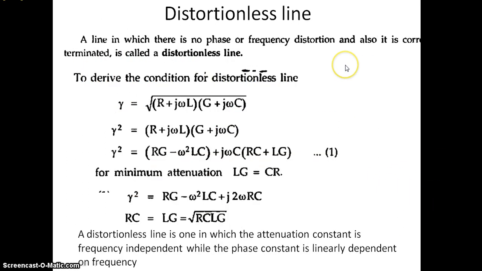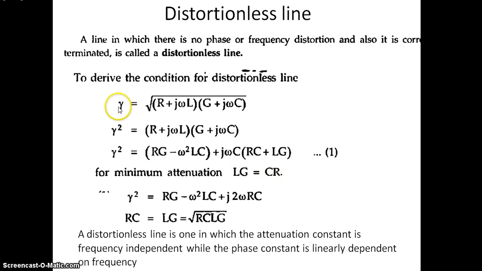Then we will see about the distortionless line. We have two different terms, distortionless line and lossless line. For a distortionless line, there is no phase or frequency distortion, and it is also properly terminated. That means no distortion due to characteristic impedance, no phase distortion, and no frequency distortion. Then that line is called the distortionless line. To derive the condition, we have to substitute Lg equal to Cr. This is the condition for a distortionless line.